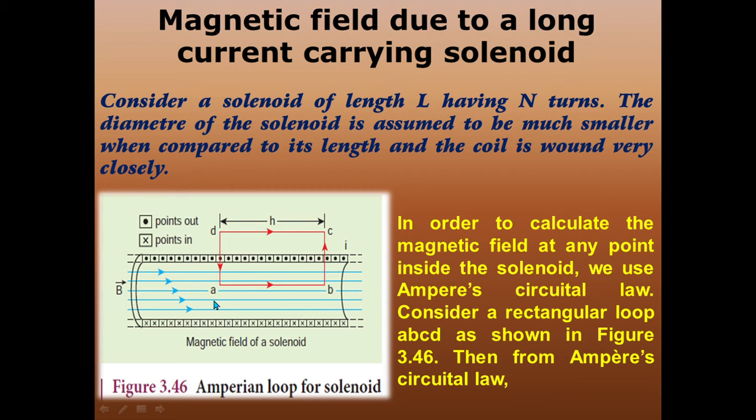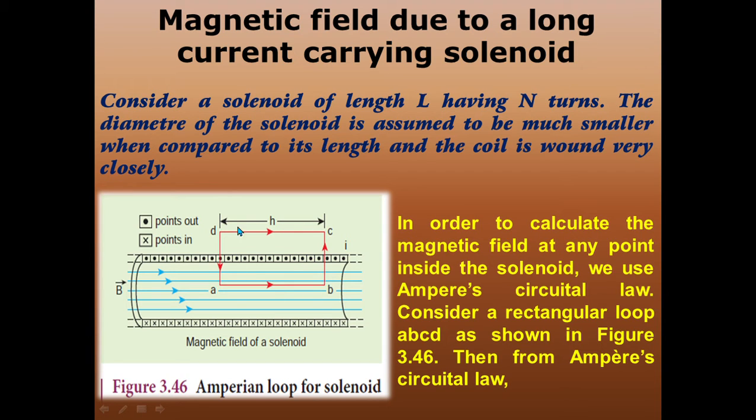The diameter of the solenoid is assumed to be much smaller compared to its length, and the coil is wound very closely. In order to calculate the magnetic field at any point inside the solenoid, we use Ampere's circuital law. Consider the rectangular loop.